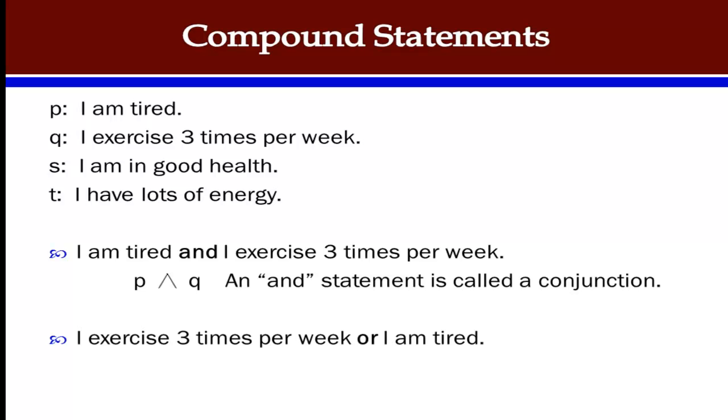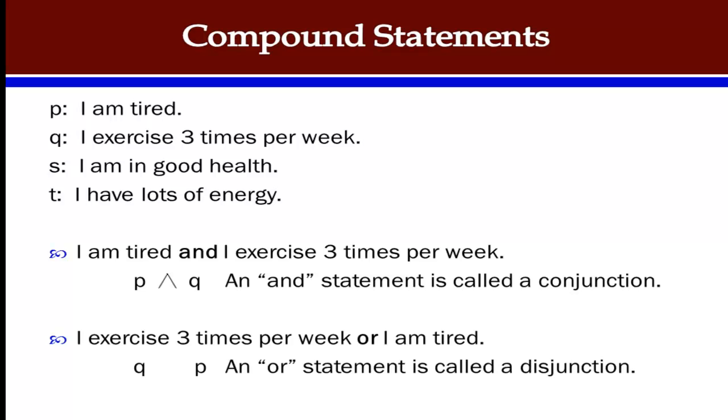I exercise 3 times per week, or I am tired. We have statements Q and P here, and this is an or statement, so we insert the symbol for or, and this compound statement containing or is called a disjunction.